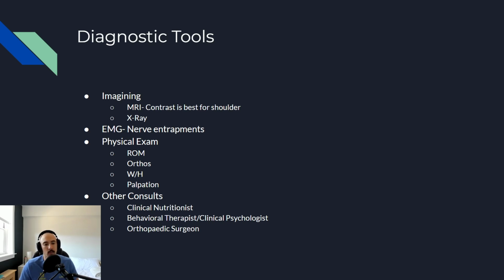EMG can be an important one to help differentiate locations of nerve entrapments. I don't see a ton of EMGs done on the brachial plexus. They're largely done more downstream in the median nerve, radial nerve, things like that, but they can help differentiate nerve entrapments. Physical exam is going to be massively important for the shoulder. Range of motion. Can you abduct your arm all the way up to your ear? That's going to help us differentiate between any adhesion in the rotator cuff.